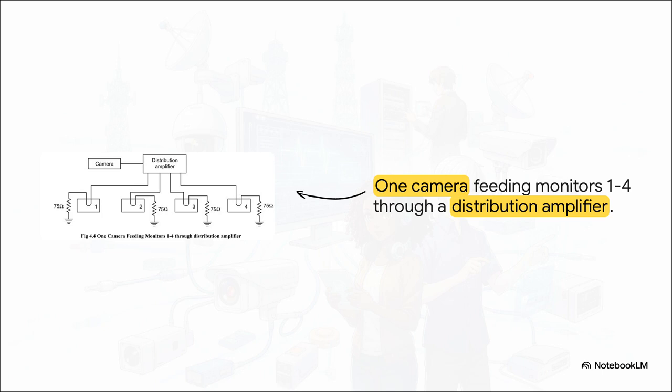Let's say you have one camera, but you need to feed that exact image to 4 monitors scattered far apart. You're going to run into signal attenuation, meaning signal loss. To compensate for this loss as the feed travels down those long cables, you have to insert an essential piece of hardware called a distribution amplifier. It perfectly branches the single input into 4 separate 75 ohm terminated outputs, restoring complete signal integrity across the board.